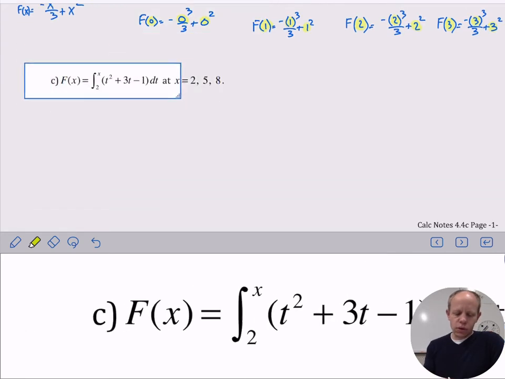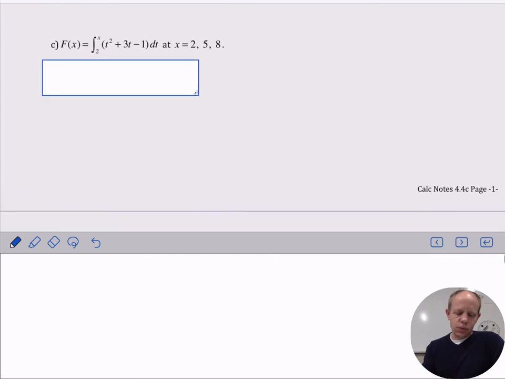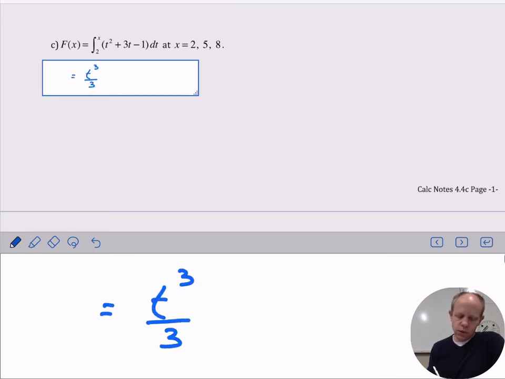All right, let's just do one more example here, practicing this. So here we have capital F at x is equal to the definite integral from 2 to x of t squared plus 3t minus 1. We want to evaluate this at x equals 2, 5, and 8. Okay, so we'll get our antiderivative using our power rule.